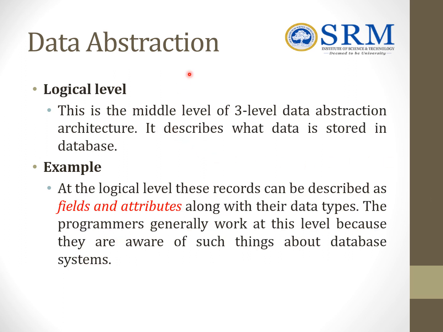Coming to the logical level, this is the middle level of the three-level data abstraction architecture. It describes what data is stored in the database. For example, at the logical level, records can be described as fields and attributes along with their data types. Programmers generally work at this level because they are aware of such things about a database system. So, the logical level describes what data is stored in the database and the relationships among the data.